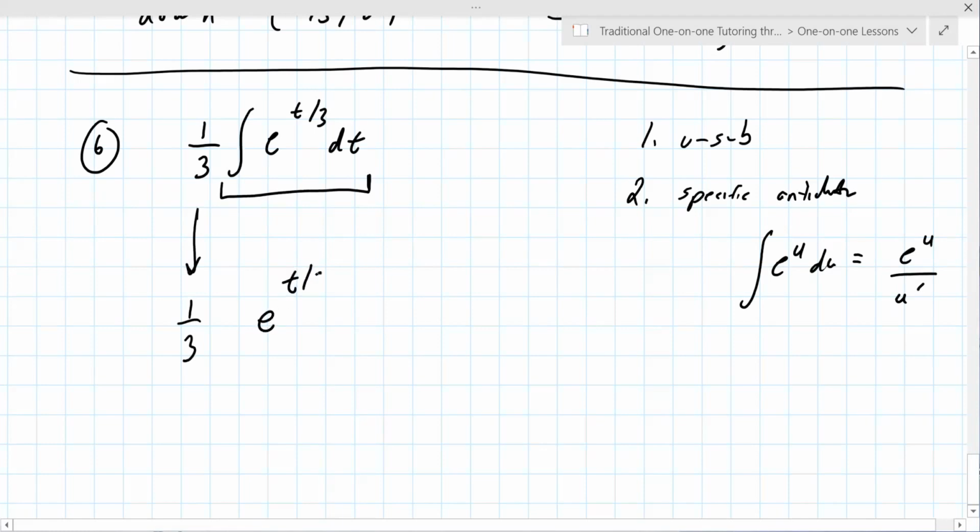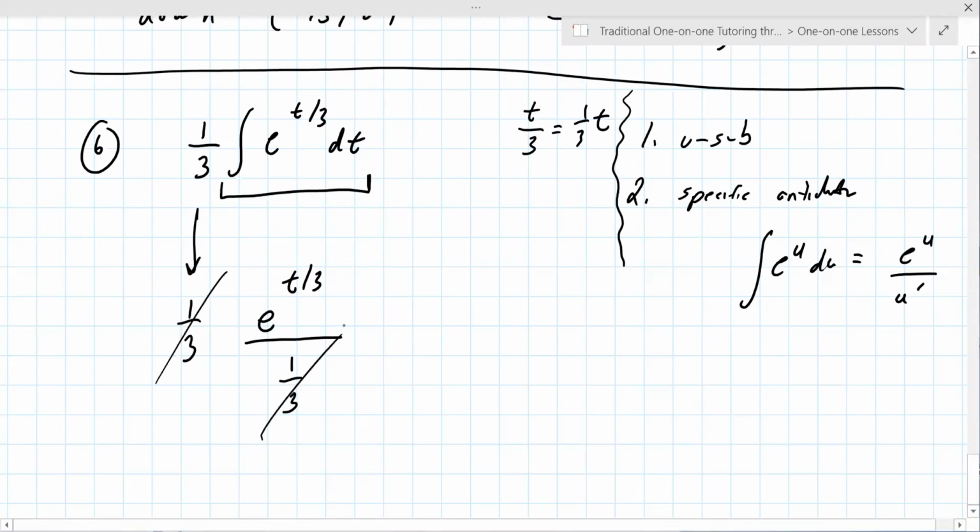e to the t over 3 over, what's the derivative of t over 3? Or maybe 1/3 t is a better way to write it. 1/3. Just 1/3. And then times the 1/3 as well. So then the 1/3s cancel? Yep. Plus c. Okay.